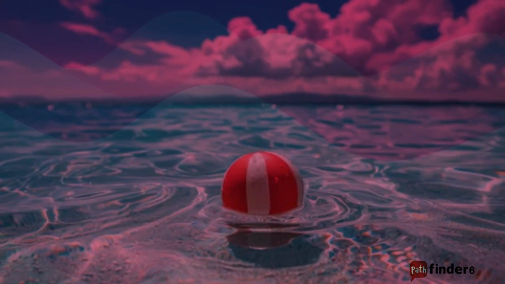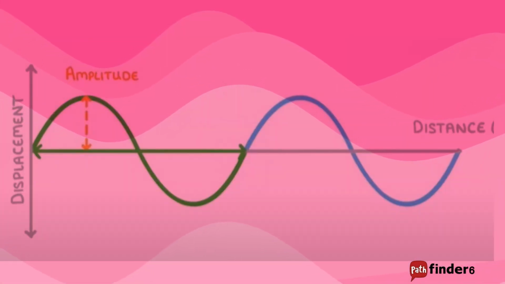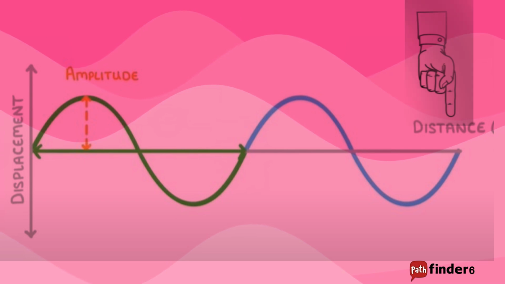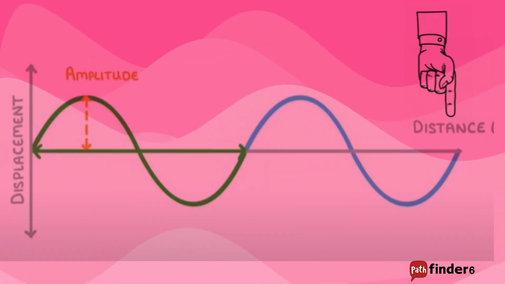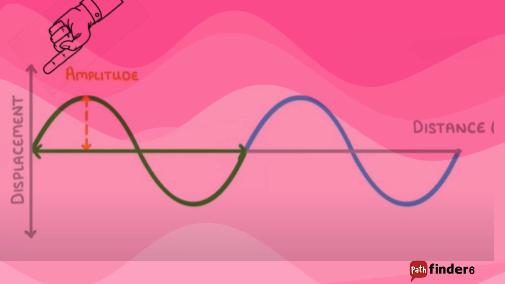Similarly, imagine a floating ball on a water wave. The ball moves up and down but does not travel with the wave. The wave vibrates or oscillates. From a displacement-distance graph, the distance shows how far the wave has traveled from its starting point, while displacement shows how far the wave oscillated from its equilibrium point or mean position.